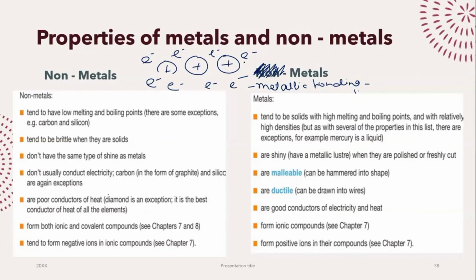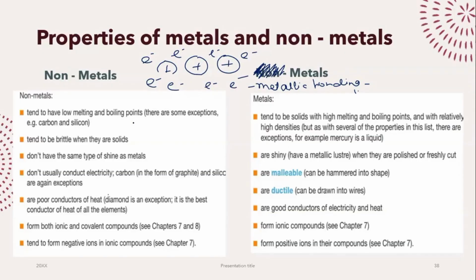Non-metals, on the other hand, tend to have low melting and low boiling points. The reason for that is, when it comes to non-metals, we have 2 criteria. We can either have giant covalent structures or simple molecular structures. Simple molecular structures have low melting points and boiling points, but large giant covalent structures like diamond and graphite all tend to have pretty high melting and boiling points.